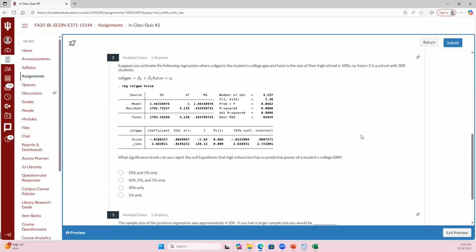0.06 is not less than 0.05. It can't be less than 0.01. So the only level at which I can say I have predictive power would be the 10% level, right? Or the only level at which I can reject that there is no predictive power is that 10% significance level. Up to this point, we've talked a lot about confidence levels.